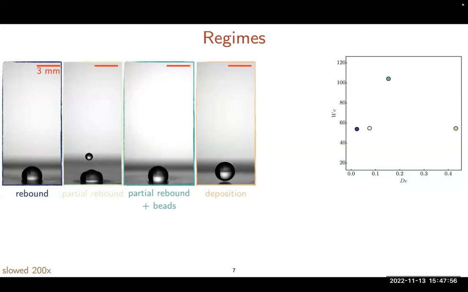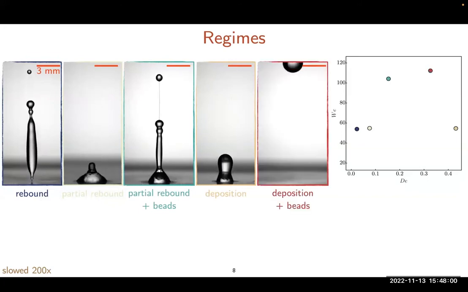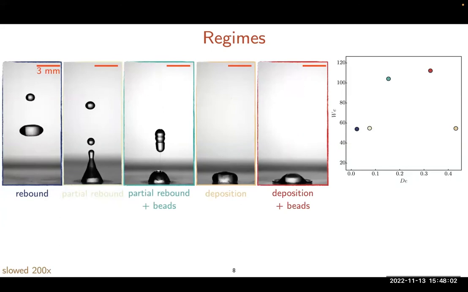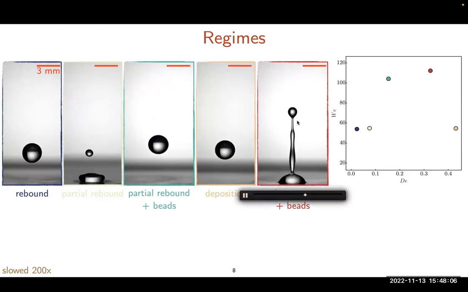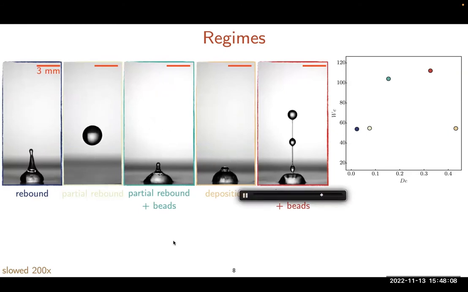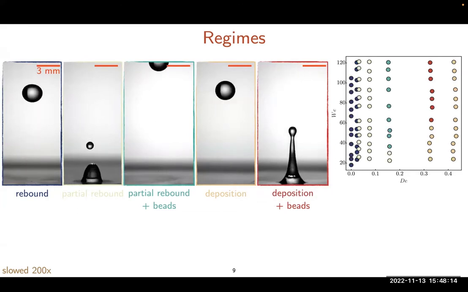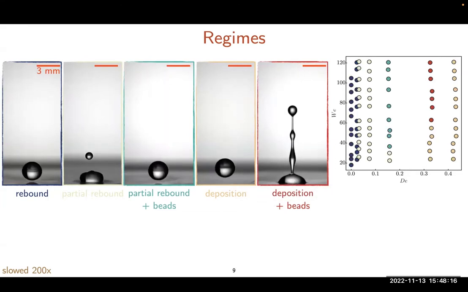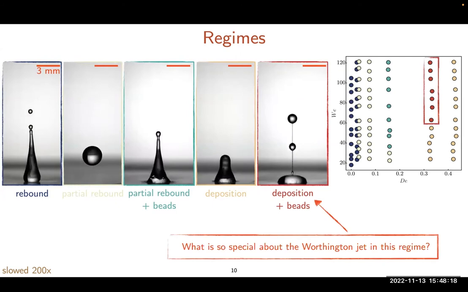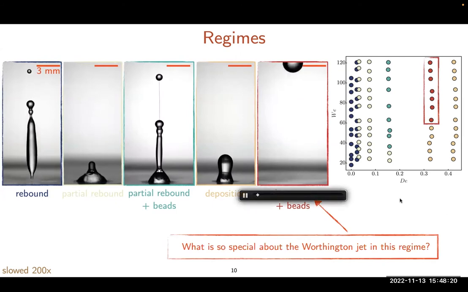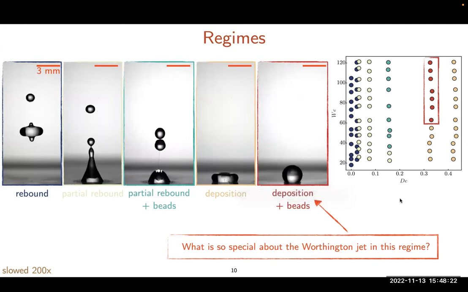We have the deposition regime, where the droplet lands and kind of just sits there without doing anything. And finally, we have the deposition plus beads regime, where the droplet lands, it forms this Worthington jet here, and within this Worthington jet, we see the formation of these beads on a string structures that are appearing. And these are all our experimental data points. We are going to focus mostly on this regime here, and we're going to ask ourselves the question, what is so special about the Worthington jet in this regime?